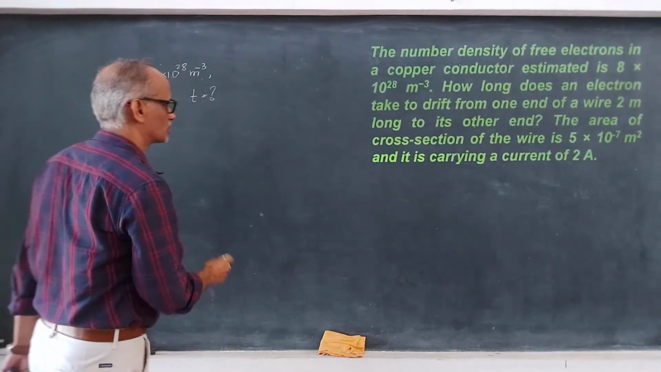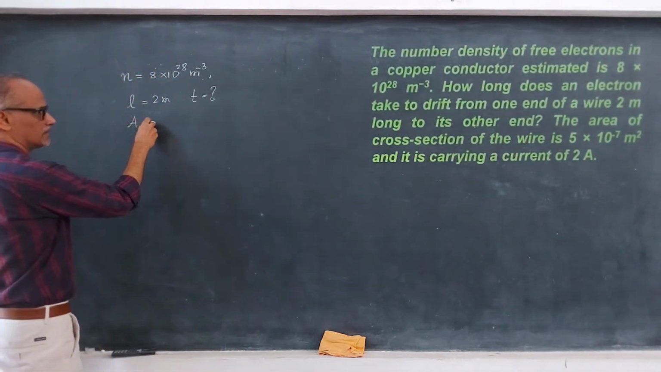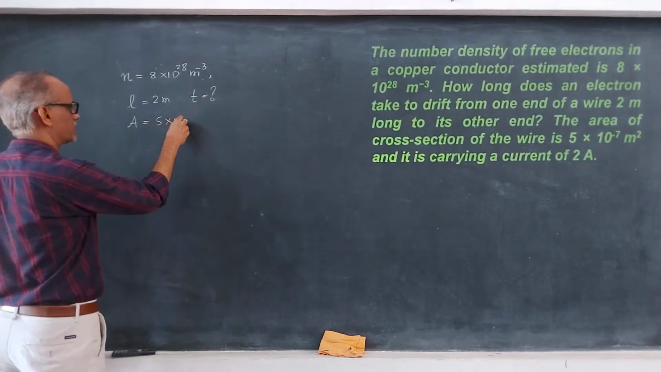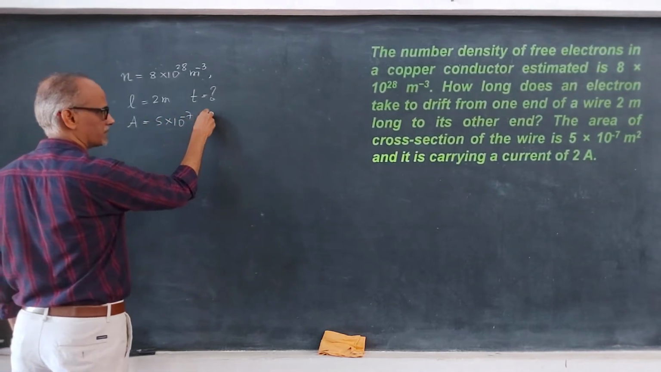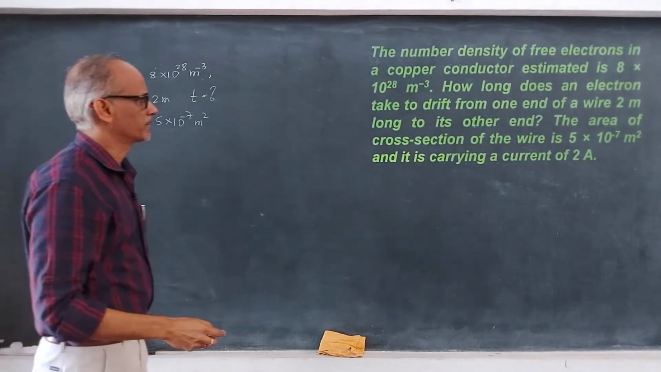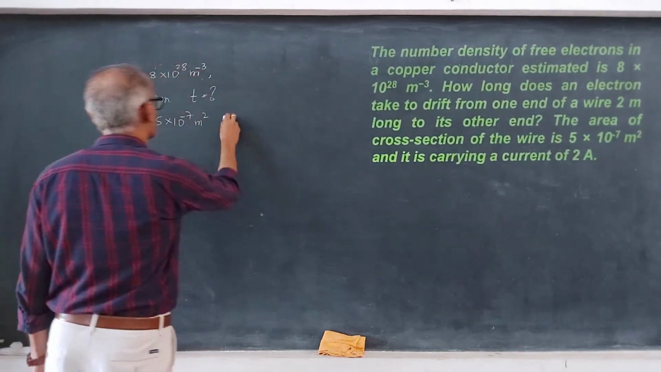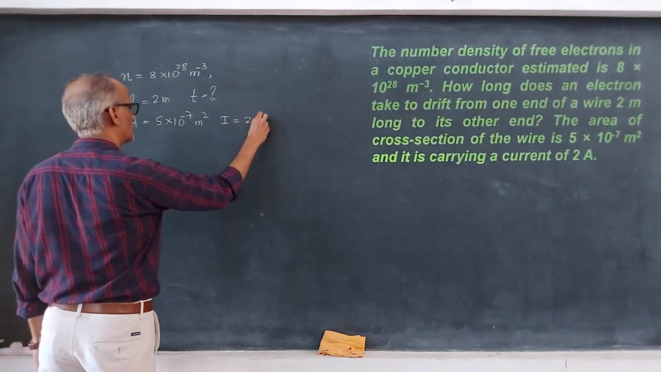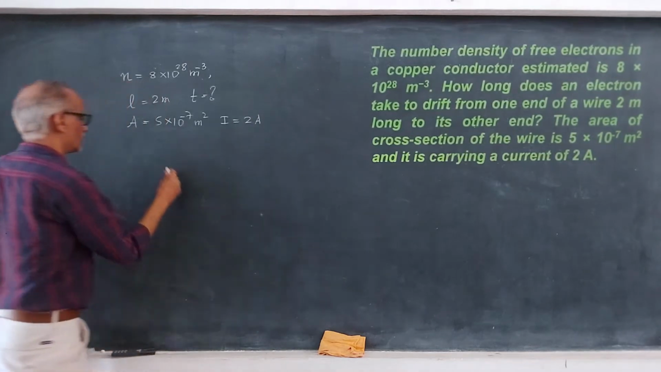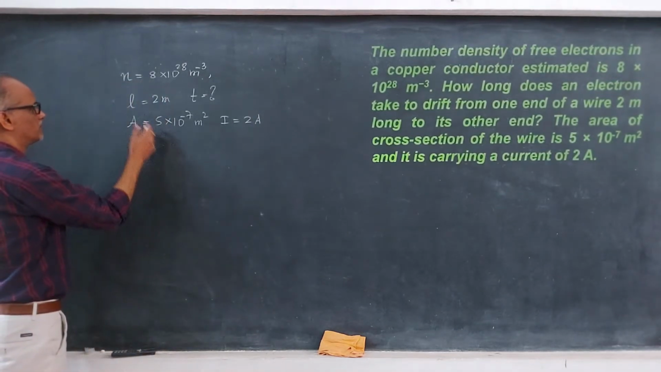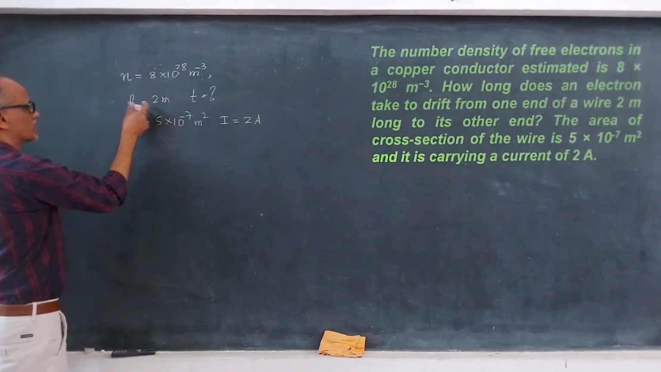The area of cross section of the wire, A, is given, which is 5 into 10 to the power minus 7 meters square, and it's carrying a current of 2 ampere. So here we need to find the value of t based on the value of L.